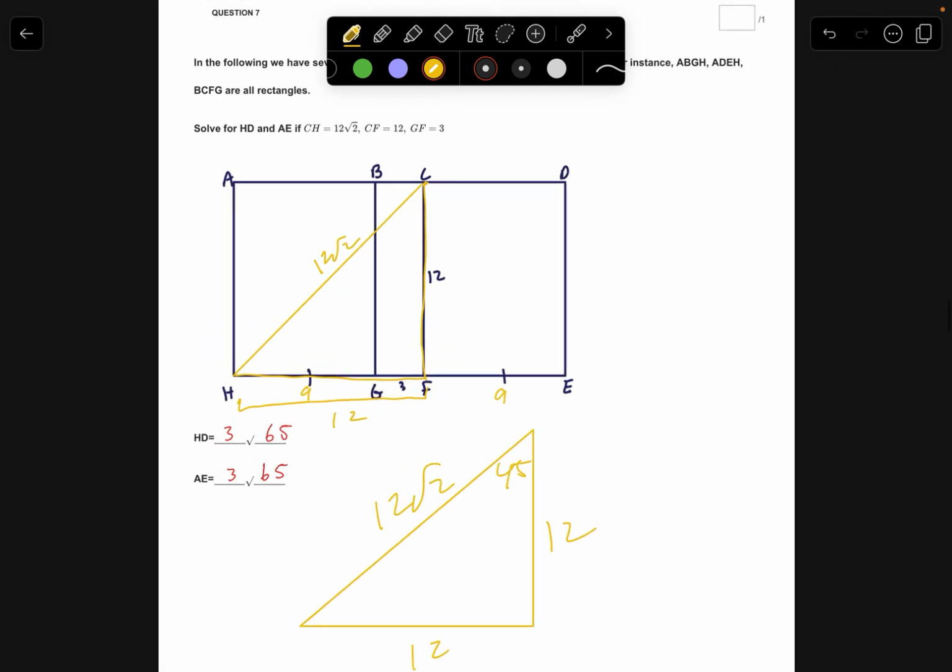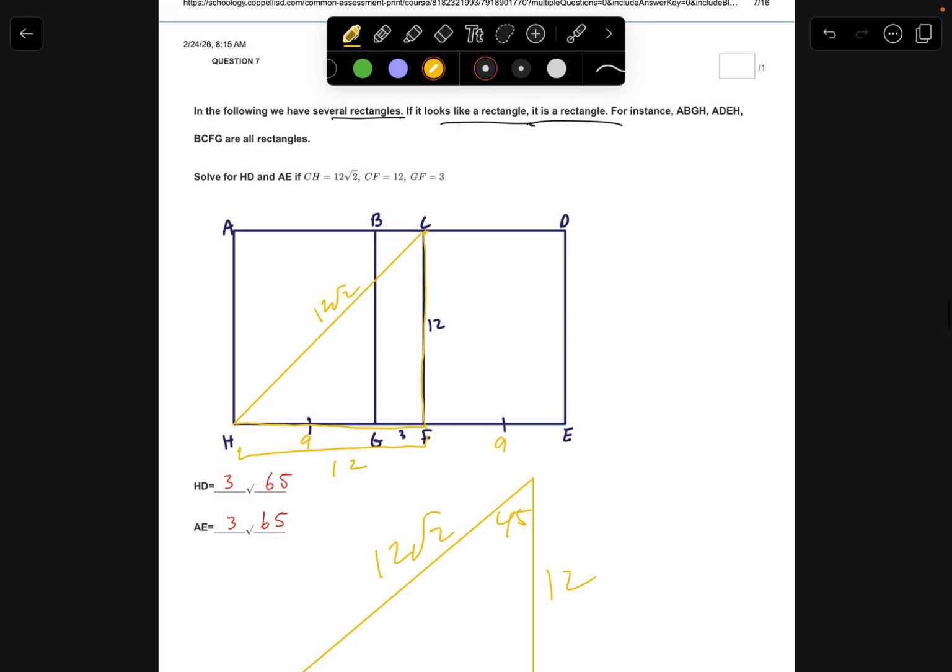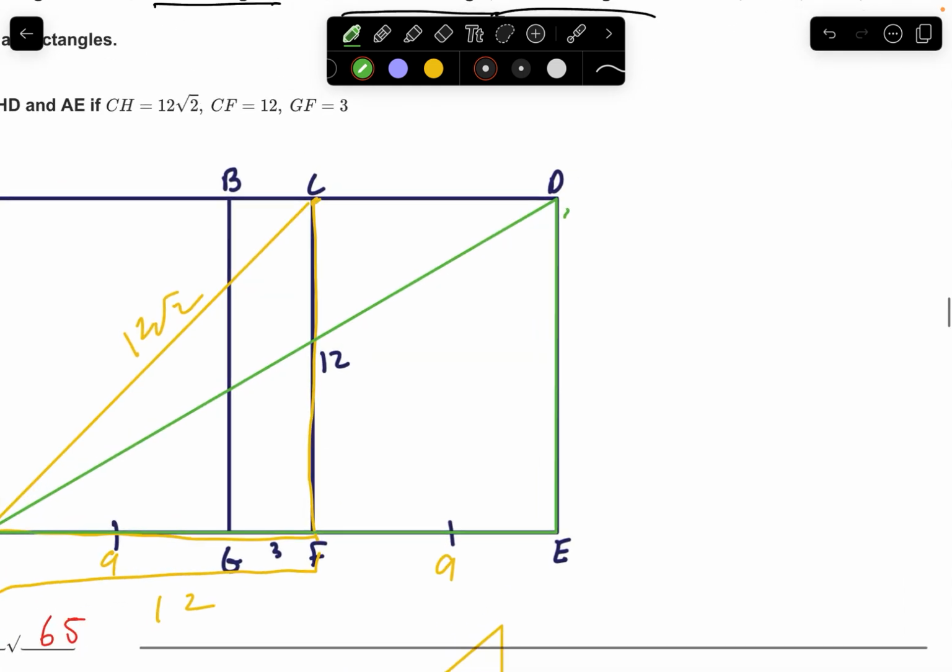GF is 3. So the end goal, oh gosh, this gets messy, huh? They want to know how long is DH or HD here. So look at this triangle. Do we have enough? Well, if this line is 12, guess what? Rectangles all over. This is also 12.